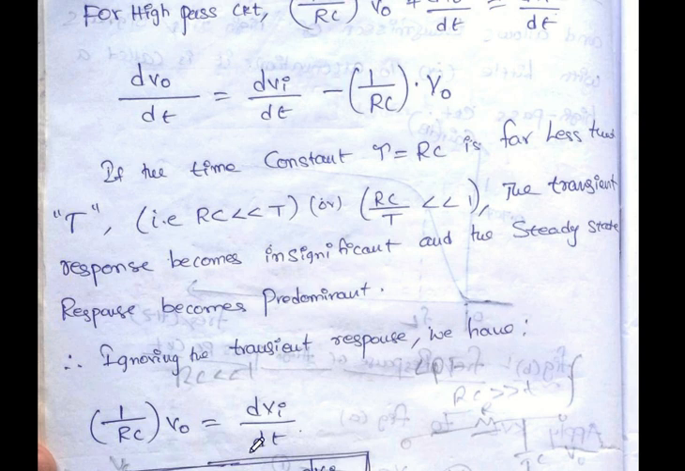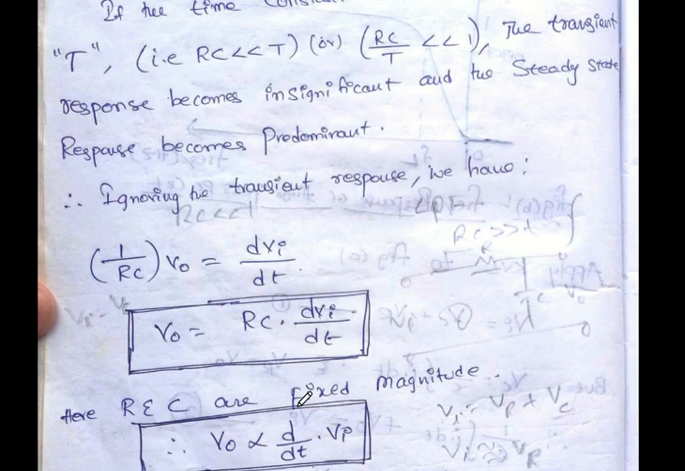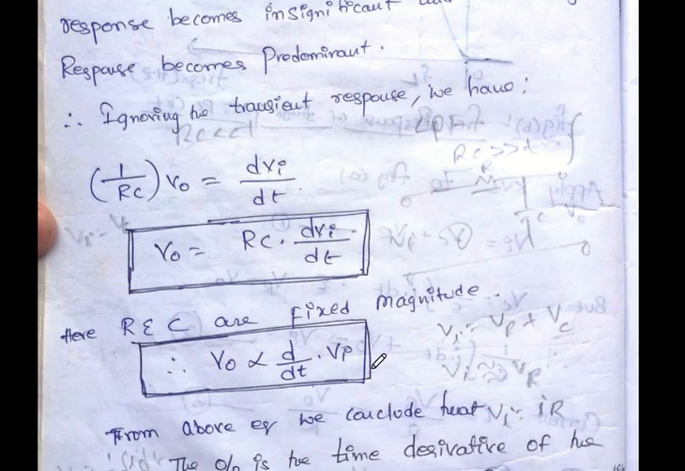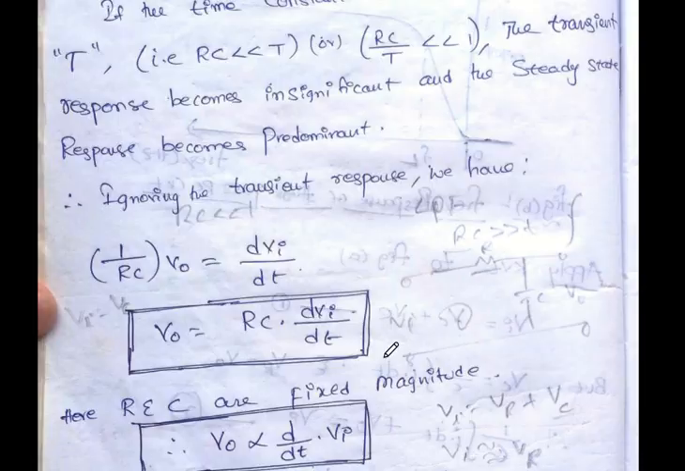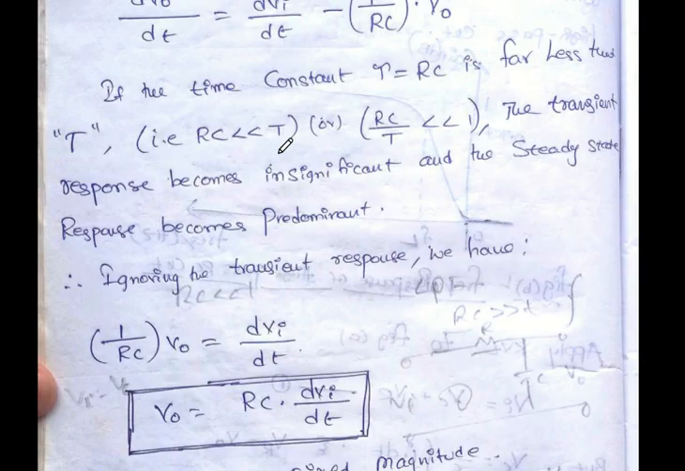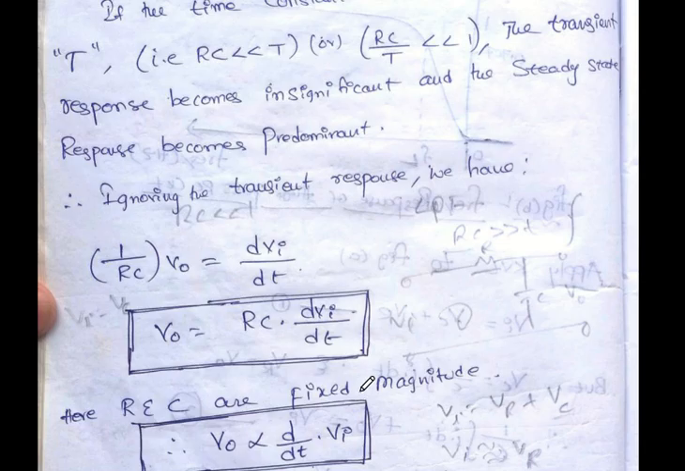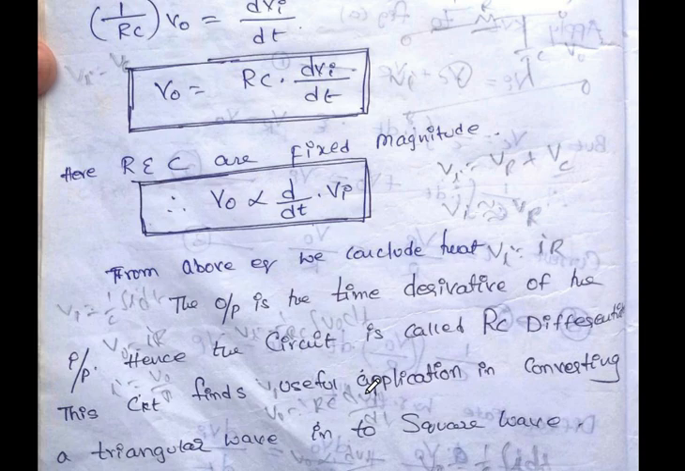Therefore, V naught by RC is equal to dVi by dt. Therefore, V naught is equal to RC into dVi by dt. Here RC is a constant value. Therefore, V naught is directly proportional to dVi by dt. That means the output is the derivative of the input signal if the value of the time constant is far less than the time period of the input signal, and it behaves as a differentiator.